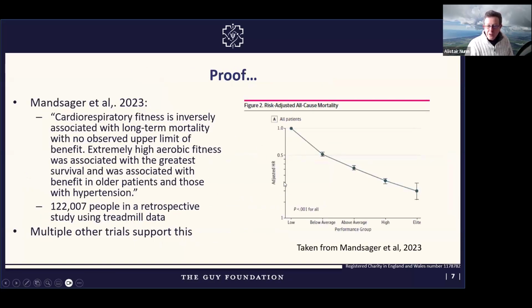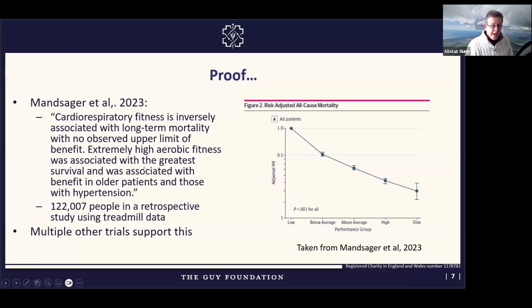What is the proof? And I've pinched this from a couple of more recent publications. This is a graph showing cardiorespiratory fitness related to mortality. And it shows very clearly, if you put people on a treadmill and measure their fitness, their mortality is inverse to how fit they are. The fitter you are, the lower your chances of mortality.